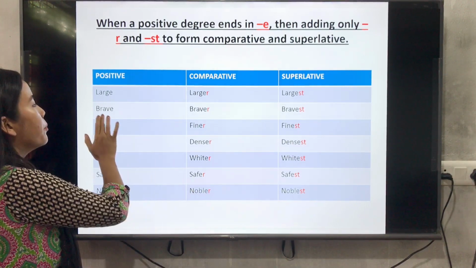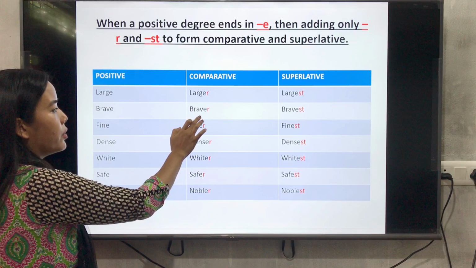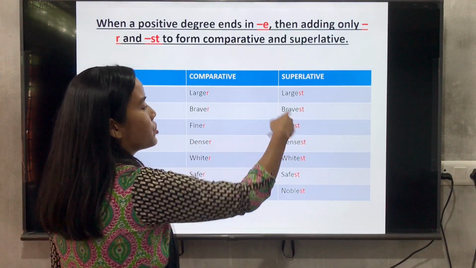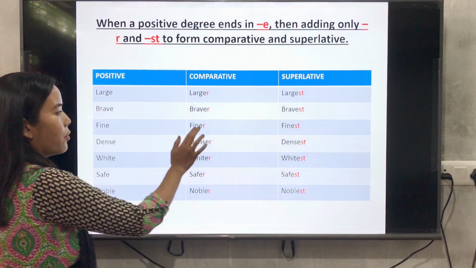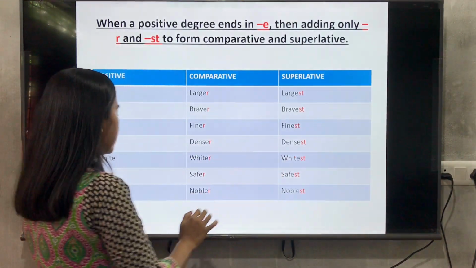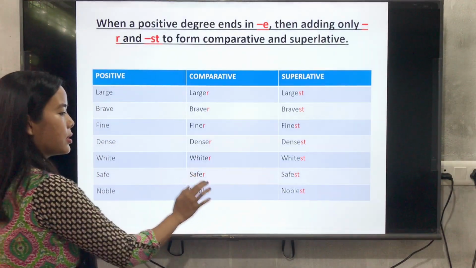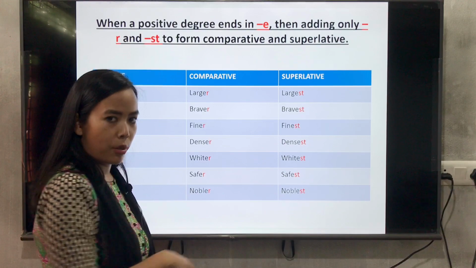Let's read. Brave, B-R-A-V-E, brave. This word ends with the letter E. Braver, just add R to make it comparative degree, and bravest, just add ST to make it superlative form of degree. Fine, finer, finest; dense, denser, densest; white, whiter, whitest; safe, safer, safest; noble, nobler, and noblest.